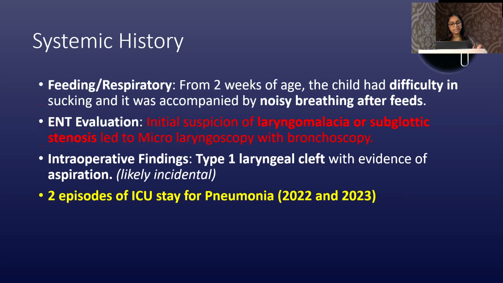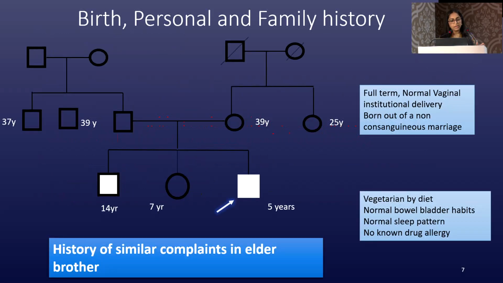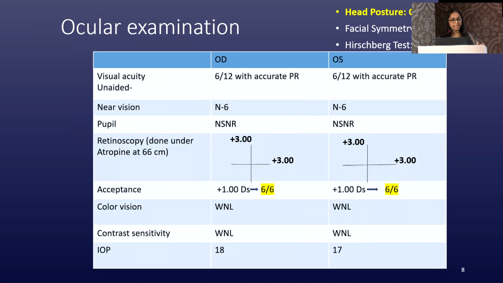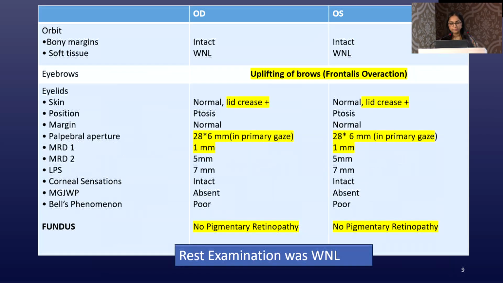Since the child was admitted in ICU for pneumonia twice, we went ahead with an ENT evaluation and no significant abnormality was found. The child was a full-term normal vaginal institutional delivery born out of a non-consanguineous marriage. The important part was that he had an elder brother with similar complaints. The best corrected vision was 6/6 in both eyes, and for head posture, he had a chin lift.